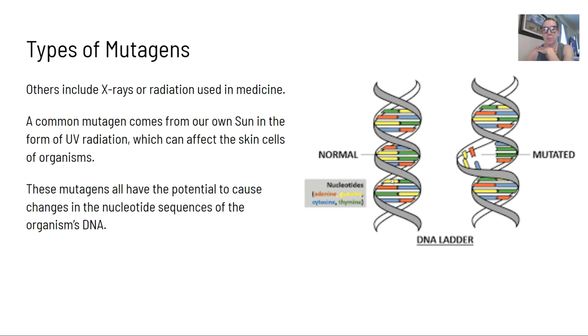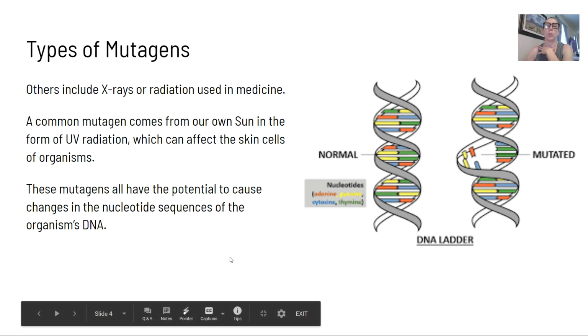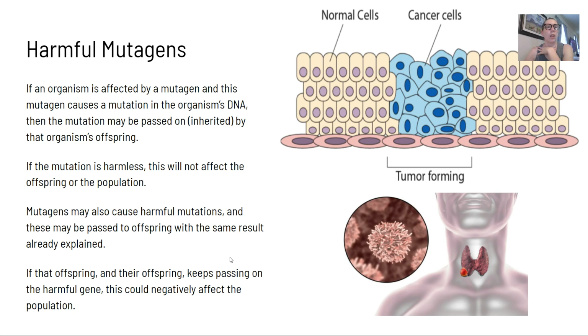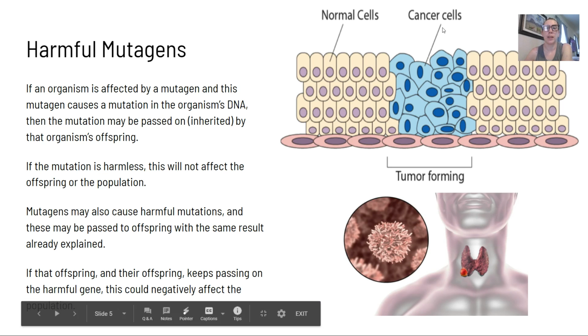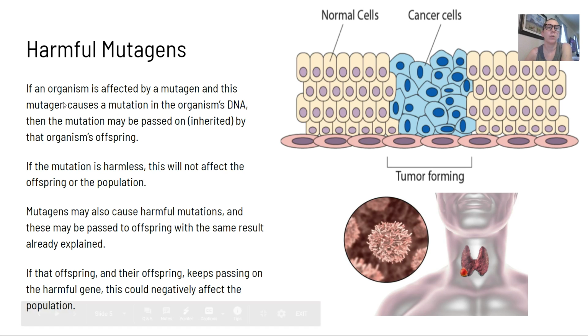So here's our DNA ladder, here's a normal nucleotide sequence, and then here's maybe a mutated gene here. So these mutagens all have the potential to cause changes in the nucleotide sequences of the organism's DNA. Some are harmful, like cancer cells and cancer mutagens. So if an organism is affected by a mutagen and this mutagen causes a mutation, say that 5 times fast, in the organism's DNA, then the mutation may be passed on or inherited by that organism's offspring.